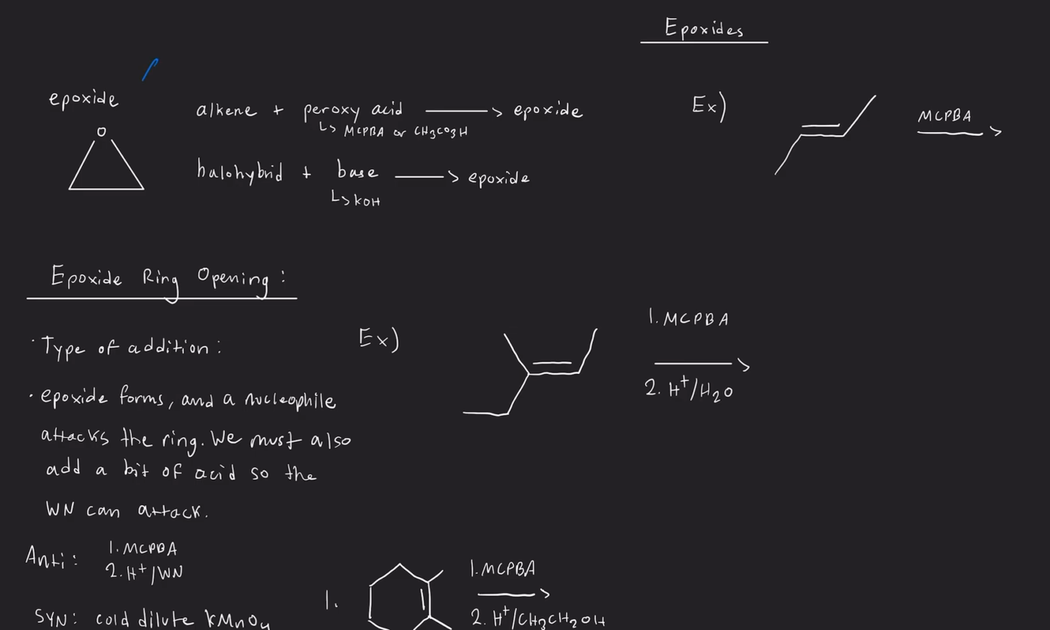Over here, I have what an epoxide is. It's basically a three-membered ring with an oxygen attached. And you have two ways of doing it. You can use an alkene with a peroxy acid, or you can use a halohydrin with a strong base.